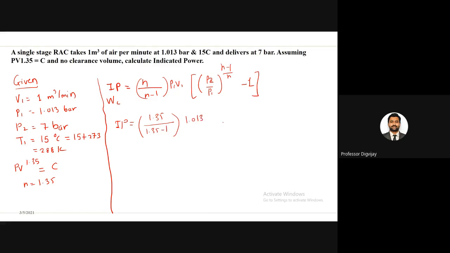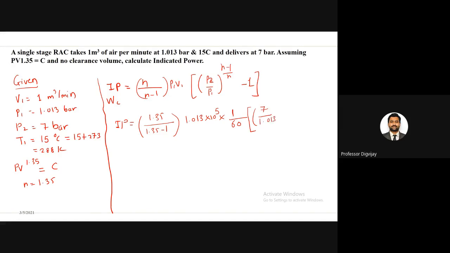So that bar we have to convert into Pascal, so 10 into 10 to the power 5. The volume is given as 1 meter cube per minute, which we have to convert into meter cube per second, so 1 divided by 60. Again, in the bracket, 7 divided by 1.013.